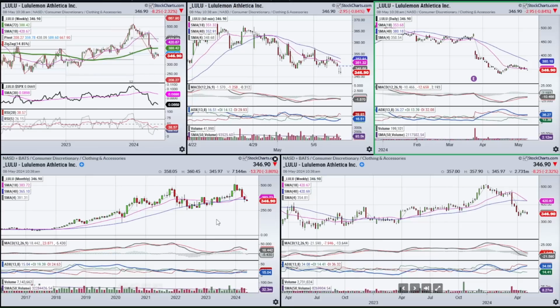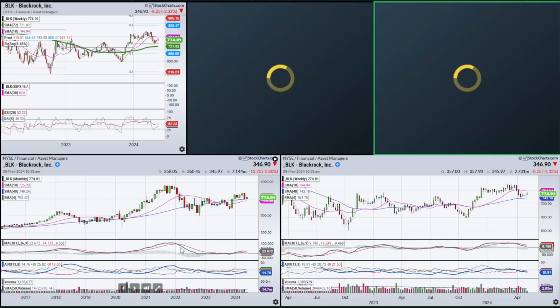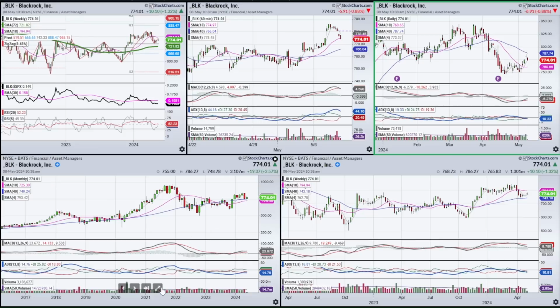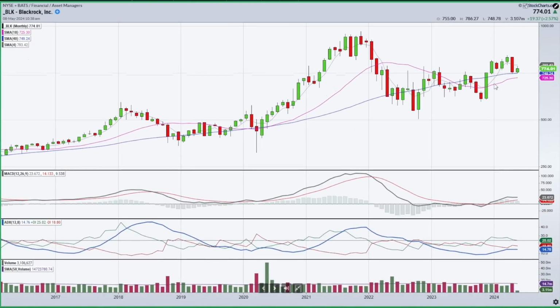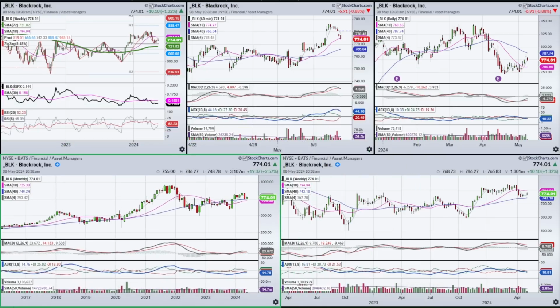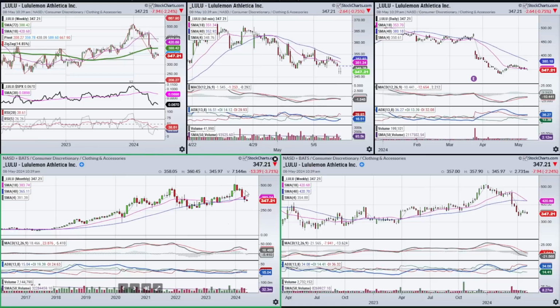Okay, so Lulu. I mentioned earlier, let me give you an example. BLK is pulling into the monthly line, which is rising. I view this as good weakness. This is a pullback. Now, if I look at Lulu, the weakness here is causing the 18 to break the 18-month. I view this as bad weakness.